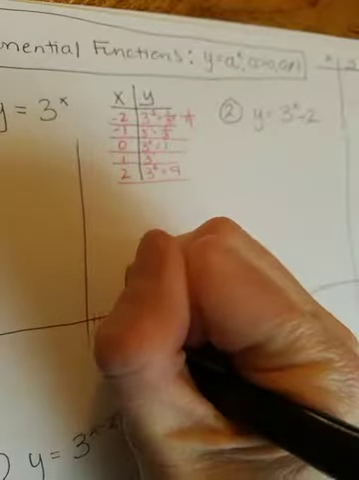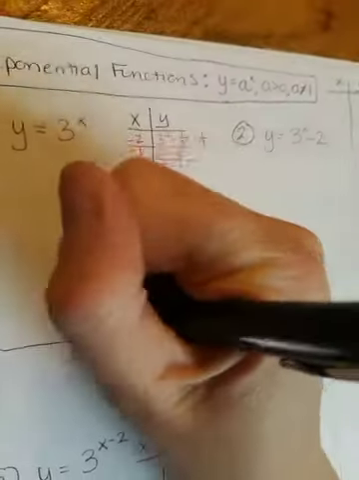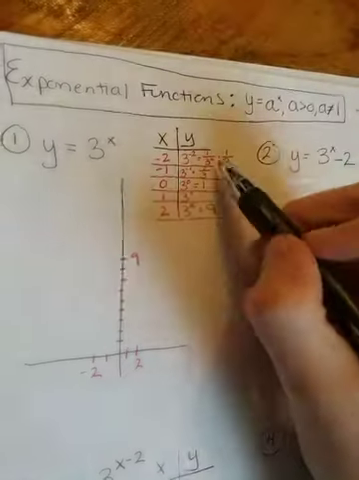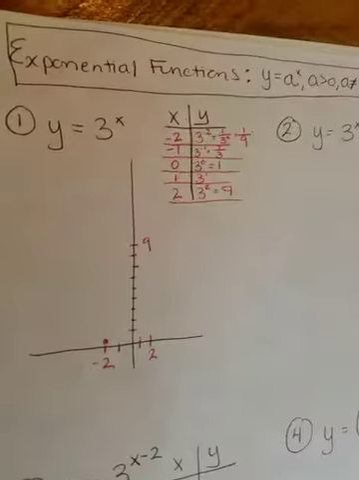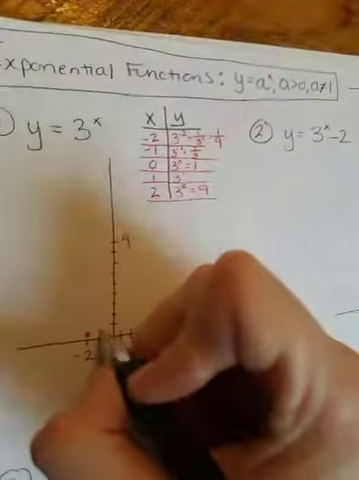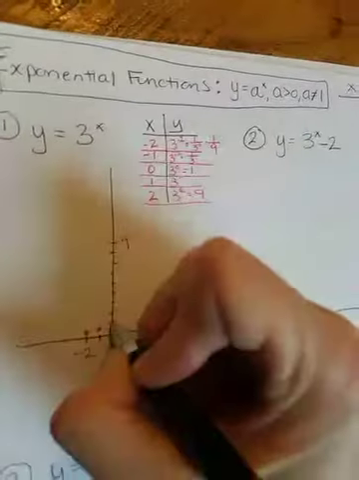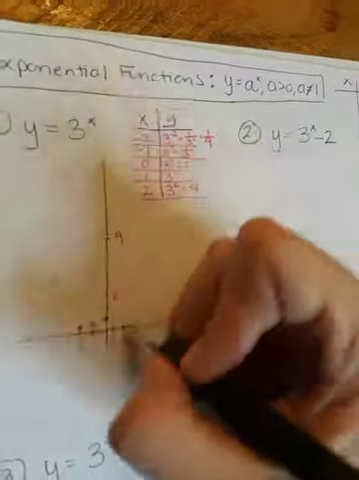So let's plot these. On the x-axis, I'm going to go by 1s, and on the y-axis, I have 1/9 all the way up to 9, so I'll probably just go by 1s: 1, 2, 3, 4, 5, 6, 7, 8, 9. -2 is at 1/9. You just have to be approximate here. Say right there. -1 is at 1/3, which is a little bit bigger. 0 is at 1. 1 is at 3. And 2 is at 9.